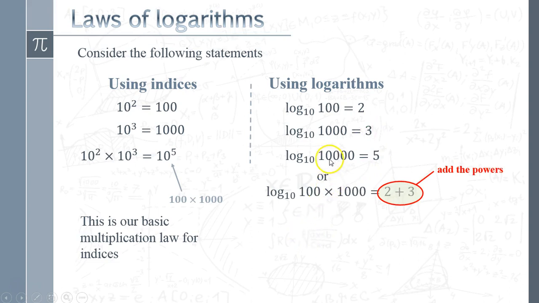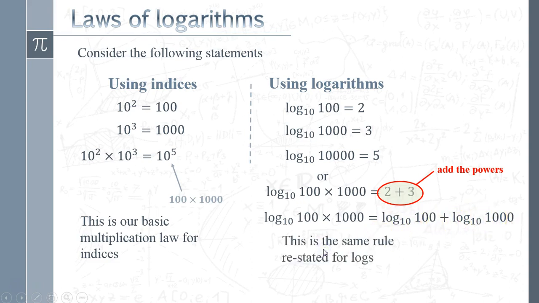So what we've got is log to the base 10 of 10,000, and I've just written this here as 100 times 1,000. The 5 there, I've just split that out and written that as 2 plus 3. So what we've got is log to the base 10 of 10,000 is log to the base 10 of 100, which is 2, plus log to the base 10 of 1,000, which is 3. This thing here, log to the base 10 of 100 times 1,000, is the same as log to the base 10 of 100,000... of 10,000, which is 5. So this thing here on the right hand side has just got a value of 5. That's the 2 plus 3. So essentially that is exactly the same as what we've got over here, just restated for logs.